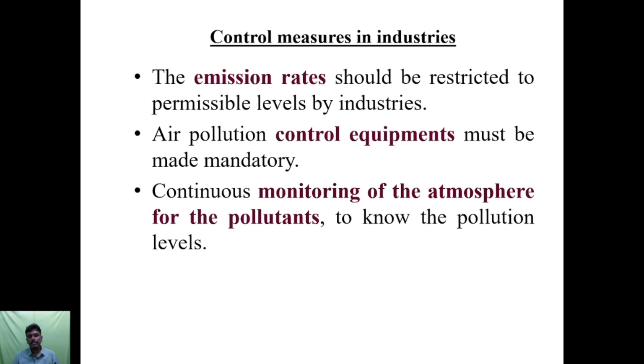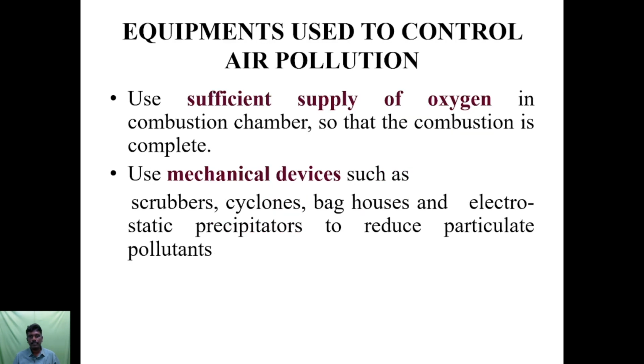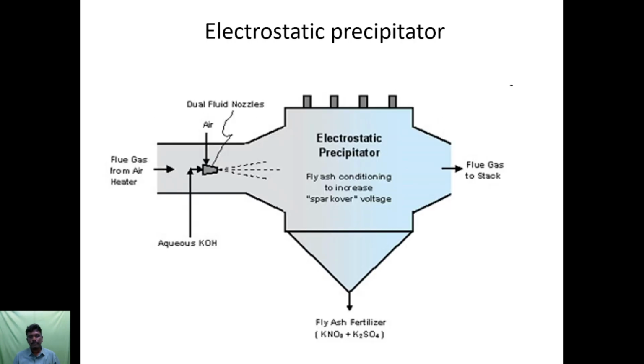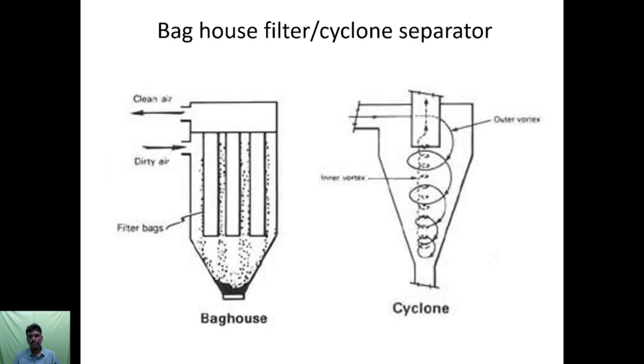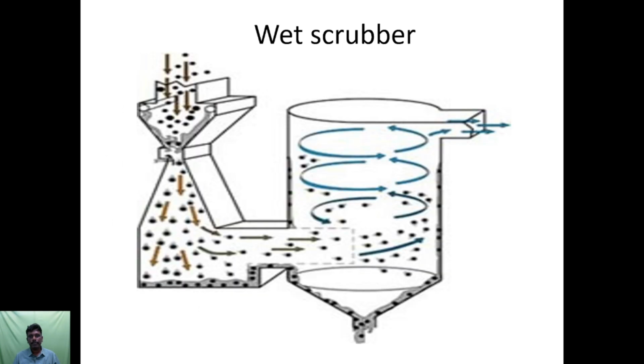Control measures in industries: the emission rates should be restricted to permissible levels by industries. Air pollution control equipment must be made mandatory. Continuous monitoring of the atmosphere for the pollutants to know the pollution levels. Some of the equipment available to control air pollution are mechanical devices and scrubbers, cyclones, baghouses and electrostatic precipitators to reduce particulate pollutants. This figure shows the equipment for controlling the air pollutants.